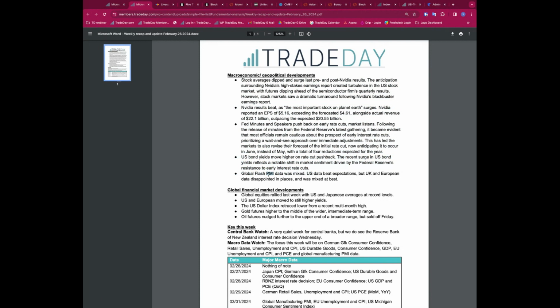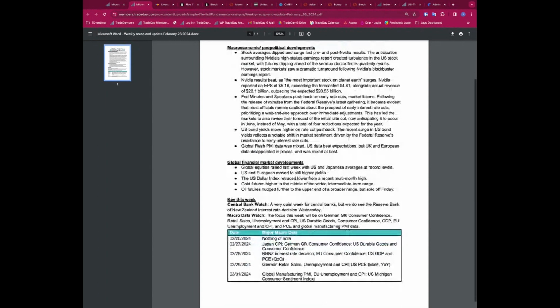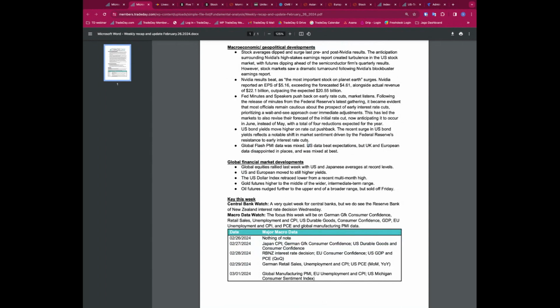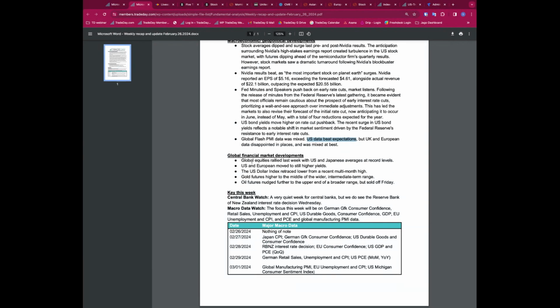Flash PMI data. We've got final PMI data coming up this day. But the flash PMI, that's the early data that we get. We got that last week, and that was mixed. In here, the US data actually beat expectations. UK and European data disappointed and was slightly mixed, but generally US data was slightly better on the flash PMI data that we got last week. So, what was the net result for markets?